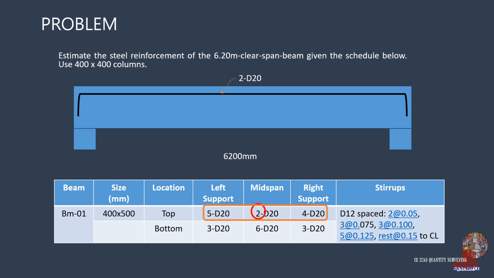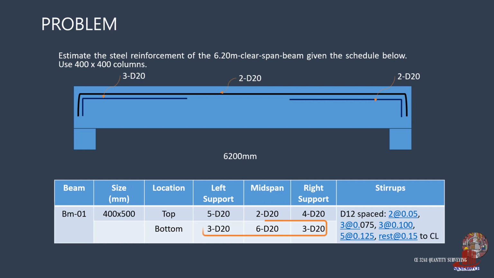Next is to place the cut bars. On the left top support, there is a total of 5 bars, which means there are 3 cut bars. On the right support, the total is 4 bars, which shows that there are 2 cut bars.